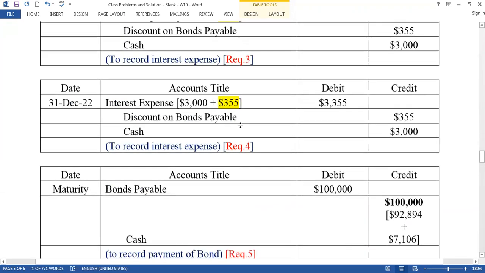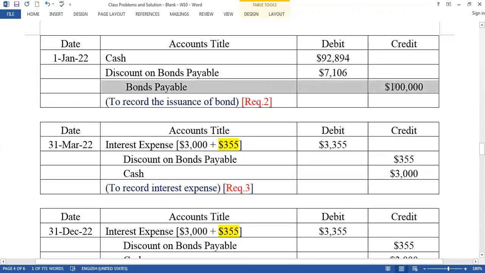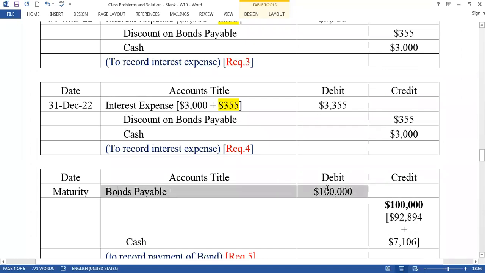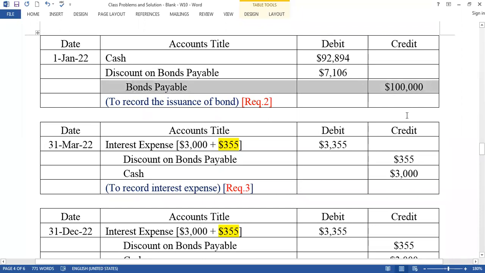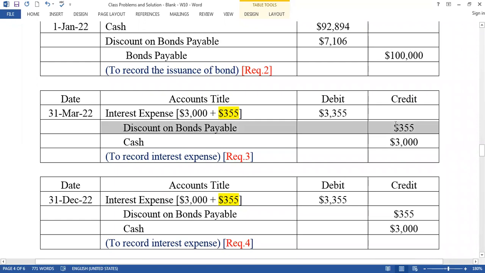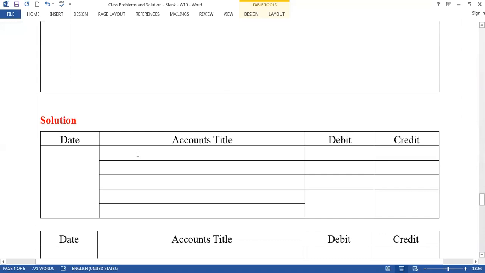Go back to the journal here. Bonds payable has a normal balance of credit, so if you want to close it, it is debit. Discount on bonds payable has a normal balance of debit, so if you want to decrease and close it, it is credit. So according to the journal, bonds payable debit, and discount on bonds payable credit, means that they close.